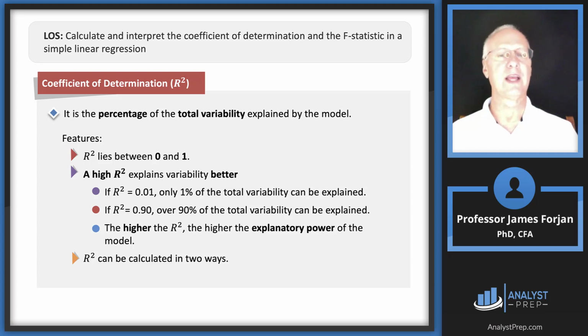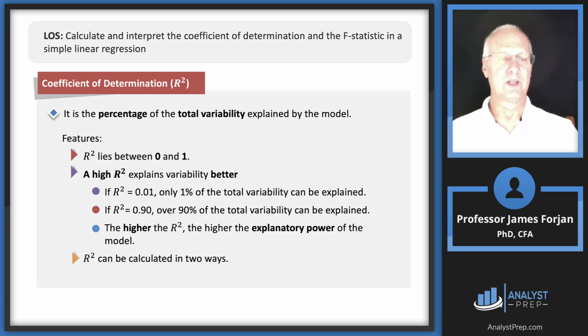So look at the second arrow point. A high R squared explains variability better. If R squared is 1%, then only 1% of the total variability can be explained. That sounds like a really bad model. An R squared of 90% equals 90% of total variability can be explained. So look at that third bullet point. The higher the R squared, the higher the explanatory power of the model.